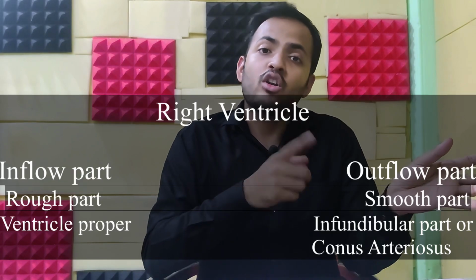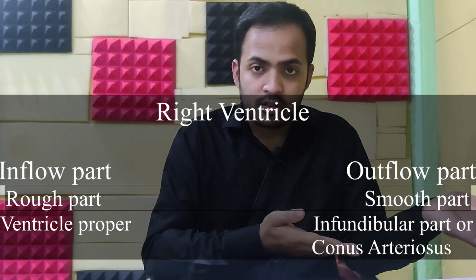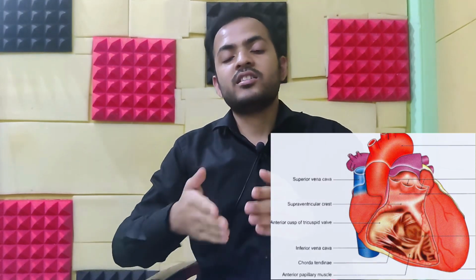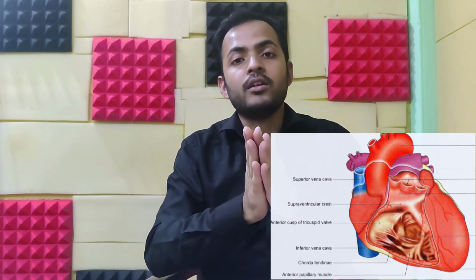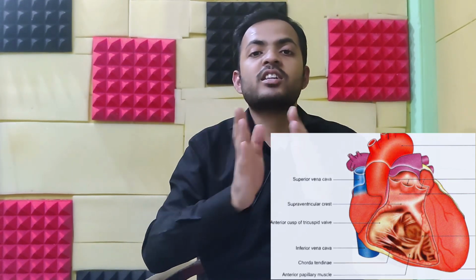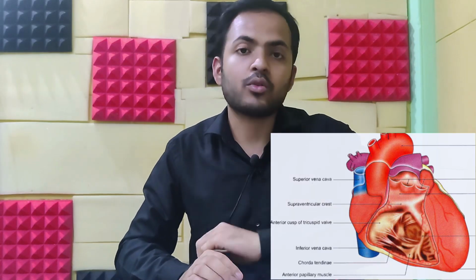Now this part is also known as the conus arteriosus. There is a supraventricular crest. I mean there is a crest which divides the outflow part and the inflow part. So the supraventricular crest acts as a divider, as you can see in this photo.